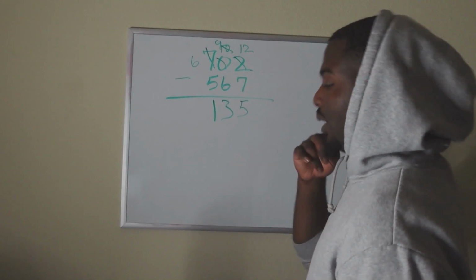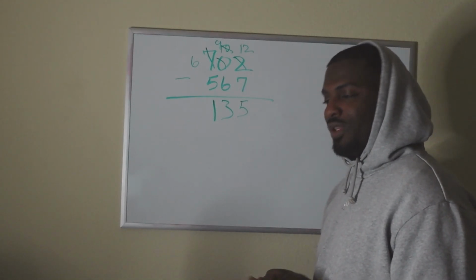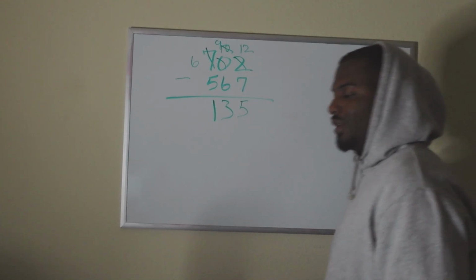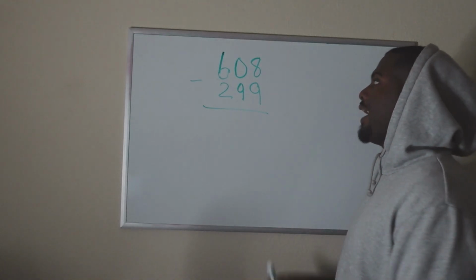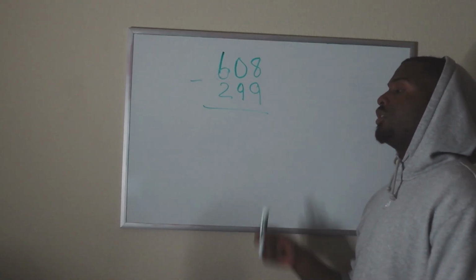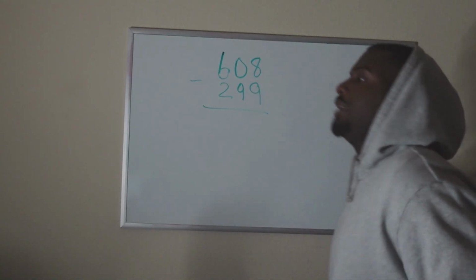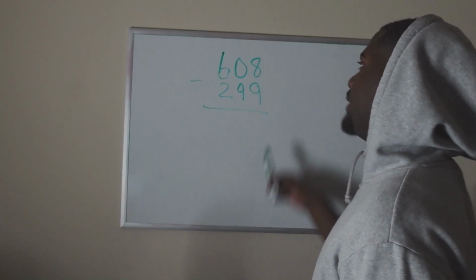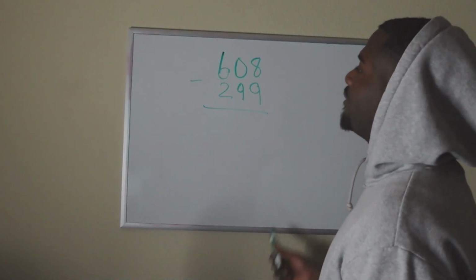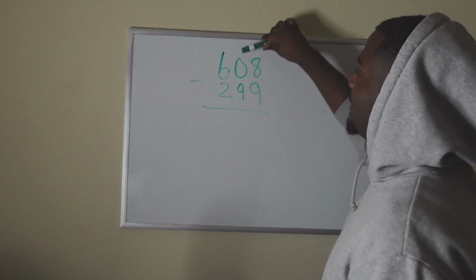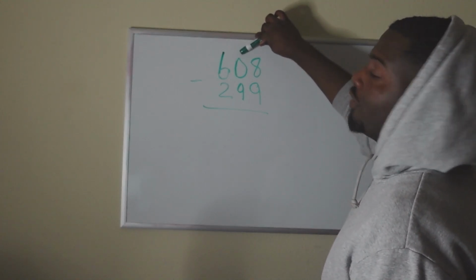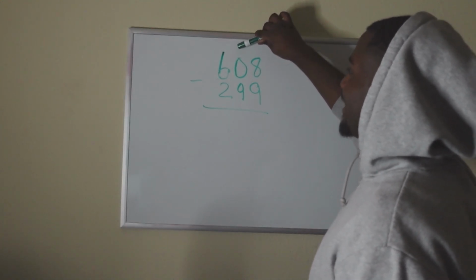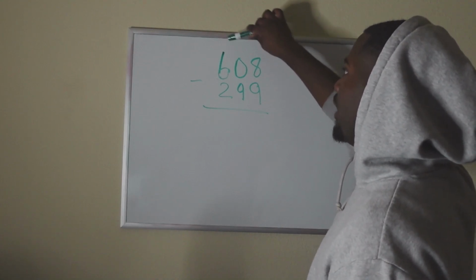So I want you to take a hard look at what we did here, right? So let's do another one just in case we didn't capture it all. In our second example, we have 608 minus 299. Okay, same rules apply. We have 8 minus 9. We can't do that because 8 is less than 9. So we have to go borrow from the tens place. We don't have anything to borrow from the tens place. So in order to get something to borrow, we have to borrow from the hundreds place.